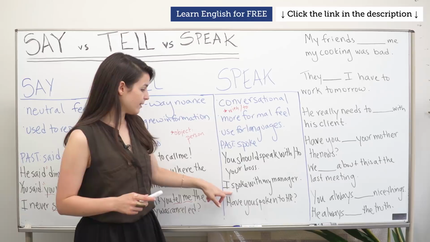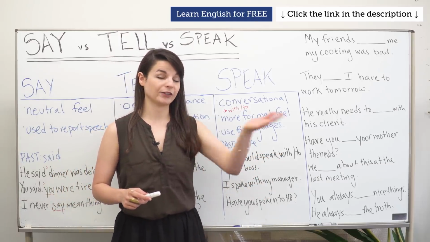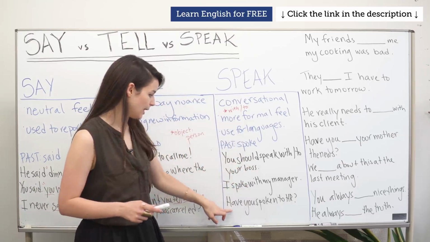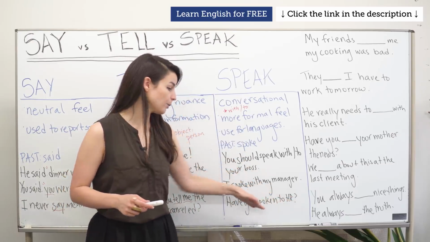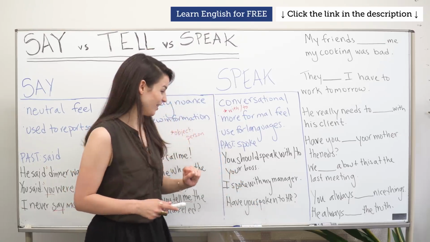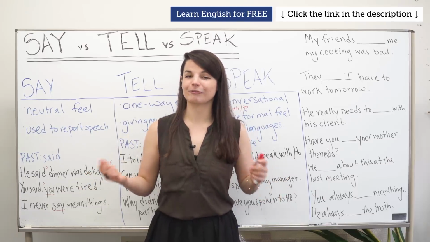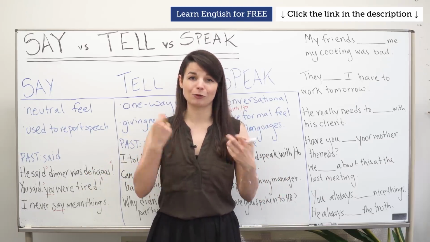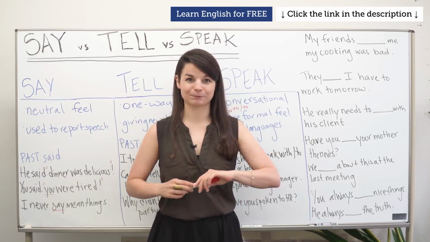Past tense sentence: I spoke with my manager. We shared information. Last, have you spoken to HR? Here's a present perfect tense sentence. I've used spoken here. Okay. Good. So that's a nice wrap up of a few different verbs that are commonly confused when talking about speech. Let's go to some example sentences.